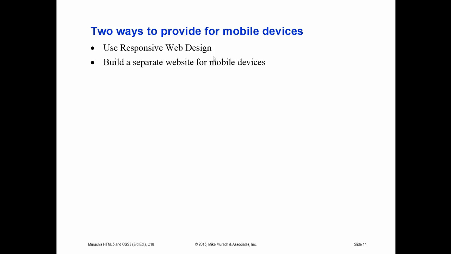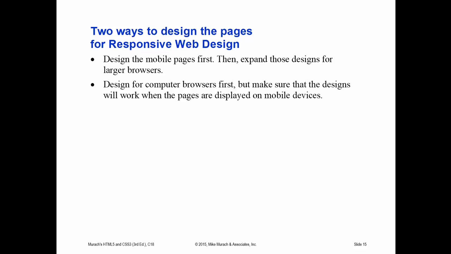Two ways to provide for mobile devices we talked about in previous chapters. Number 1 is to use a responsive web design, which we discussed in Chapter 8. And number 2 is to build a separate website for mobile devices, which we just went over in the last chapter.